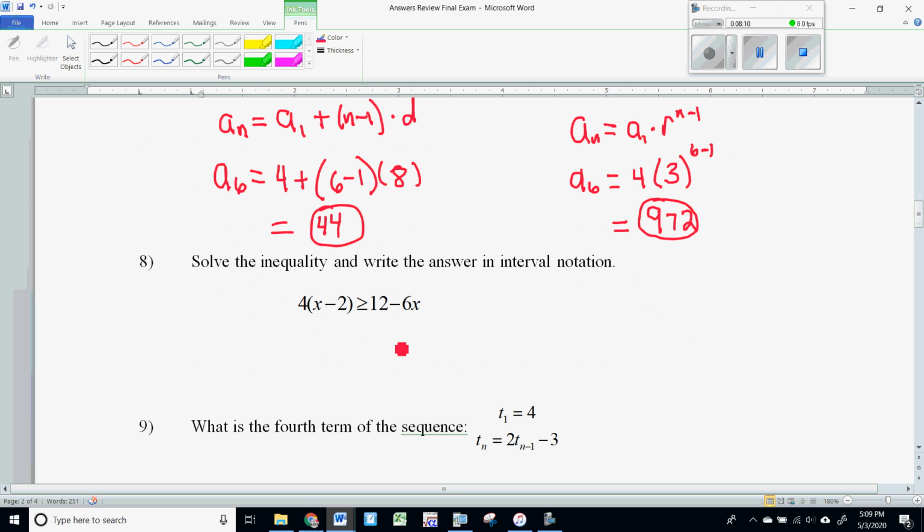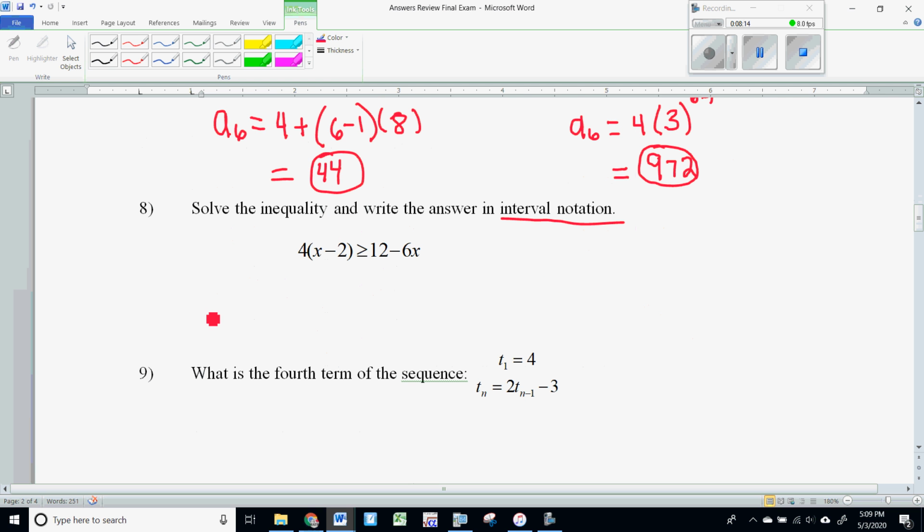If we look at solving the inequality, and more specifically, the big part here, we're going to talk about interval notation. So if I solve this, I get 4x minus 8 and 12 minus 6x. If I move everything around, I'm going to get 20. Remember, anytime you add or subtract a negative, or multiply or divide by a negative, you need to flip your sign. So we're left with x is greater than 2.